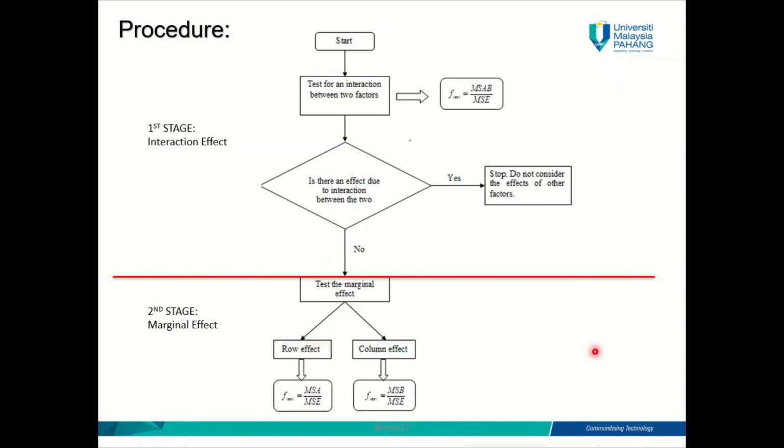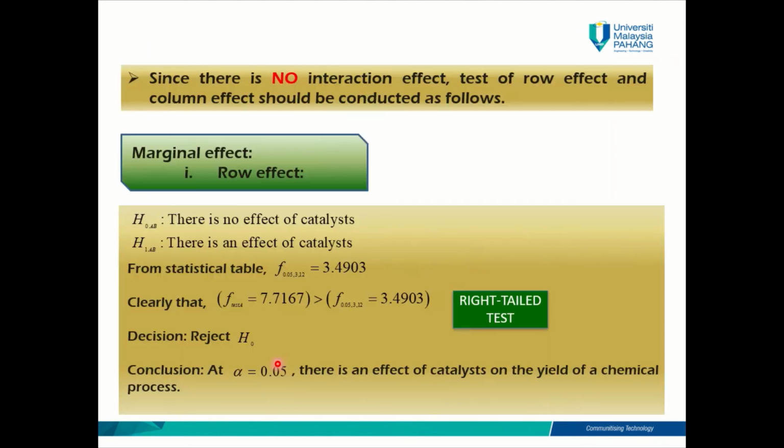Okay, so how to proceed to the second stage? First, you start with the row effect. Since there is no interaction effect, test the row effect and the column effect. So first, the row effect hypothesis testing: there is no effect of catalysts; there is an effect of catalyst. So this is factor A. And then step 2, we need to establish the critical value here. Okay, so let's take a look at the table again.